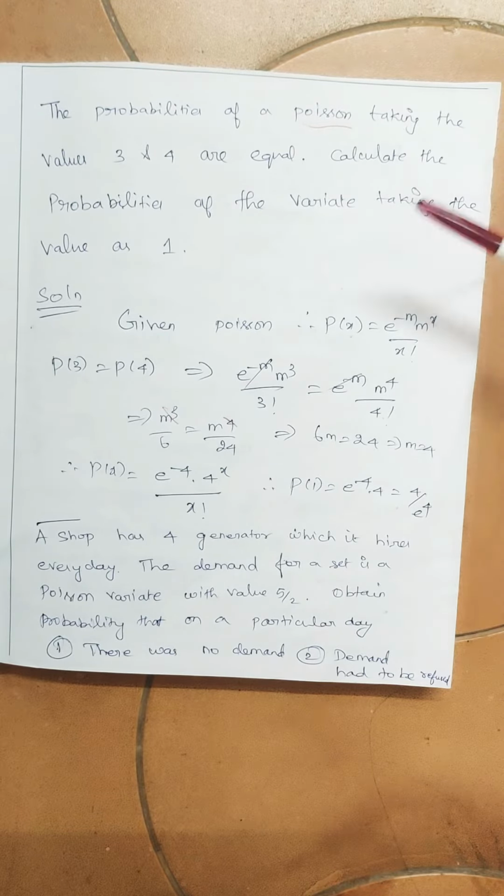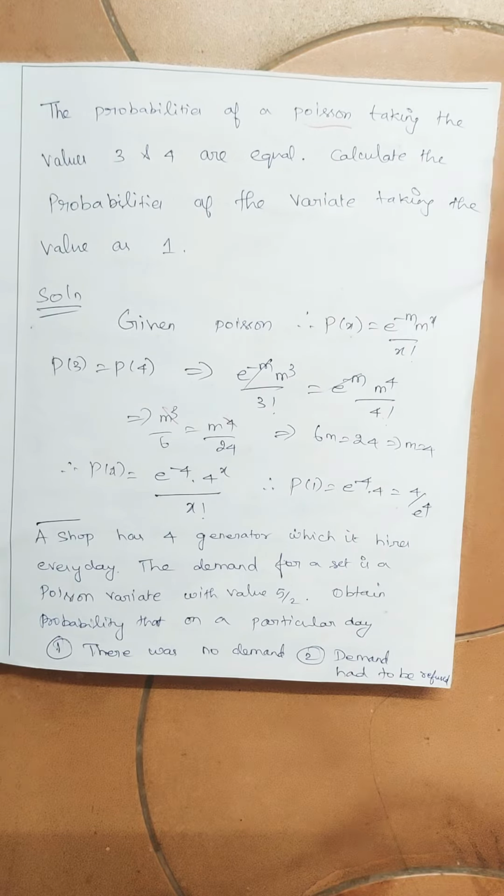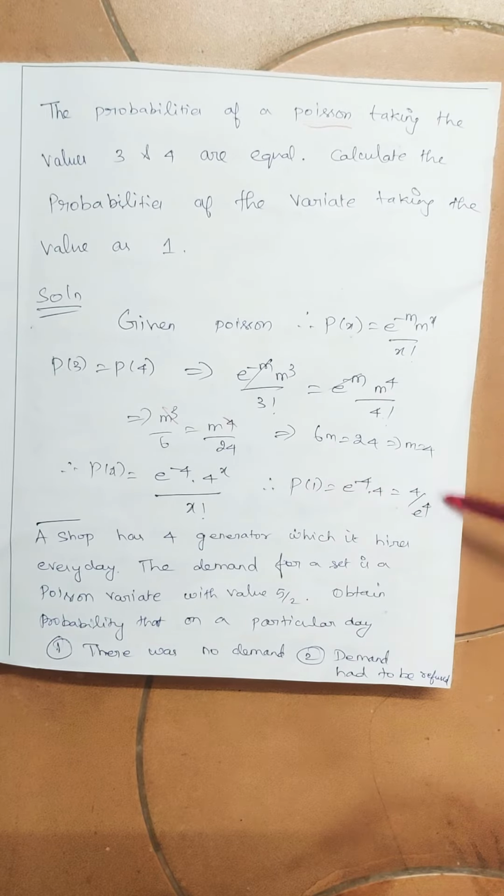Now what is the question? Then you can answer anything easily. Calculate the probability of the variate taking the value as 1. So I'll write, replace x by 1, p of 1. This is the probability we have to find. Simple. So this question is a Poisson variate, and of course this question is slightly different from the usual question.